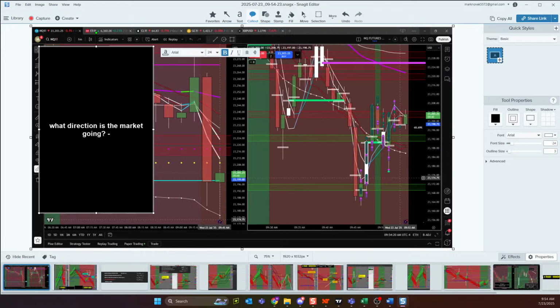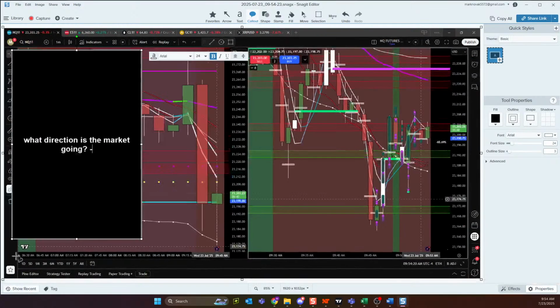The sun's in my eyes. I can't see it as well as I would like. What direction is the market going on this chart, guys? Anybody? You TradingView guys, this is a great opportunity for you to play along. It's going down. All right. So there's our first one.